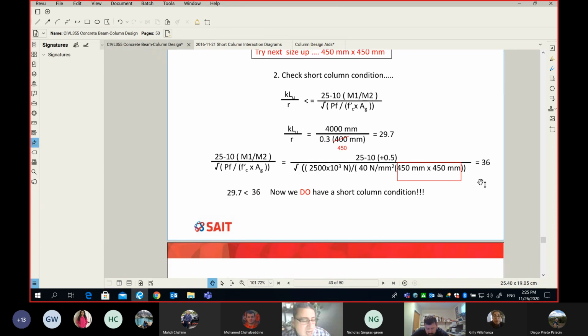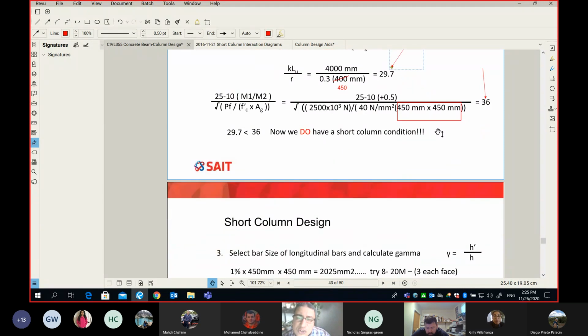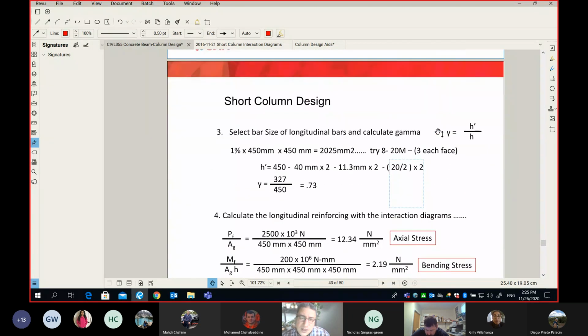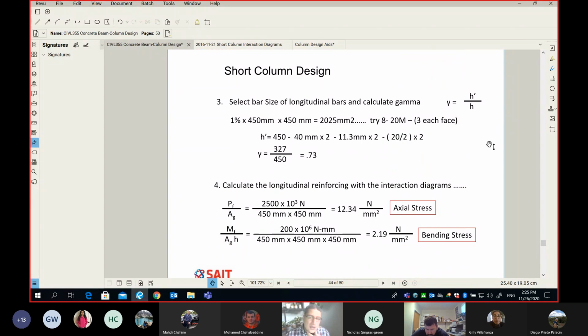And what happened here? The lambda maximum is 36 and the lambda for your column is 29.7. Do we have a short column? Is the 450 by 450 a short column? Yes, it is. And because it's a short column, we can use whatever Tahir teaches us to design our short column. Now we know it's a short column, and I'm going to stop here a little bit to show you how we simply design our column.